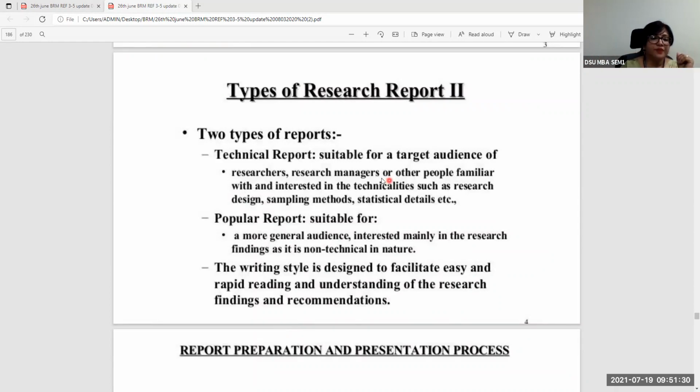A technical report is suitable for a target audience like researchers, research managers, or other people familiar with the technicalities of the research. They can read the research report and verify the robustness of it. So when you do projects or a dissertation, and you want to get your degree, before that you have to go for a viva.